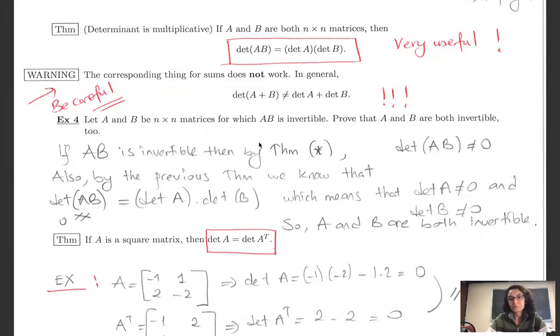So here, I will use that fact. If A times B is invertible, then the determinant of this product should be non-zero. And on the other hand, from this theorem, I know that this determinant will be equal to the product of determinants. So if this is non-zero, by this equality, these both values shouldn't be zero, because if you have a non-zero value here in the real number system, these numbers cannot be zero. So which means that they are separately non-zero, or these matrices are both invertible.